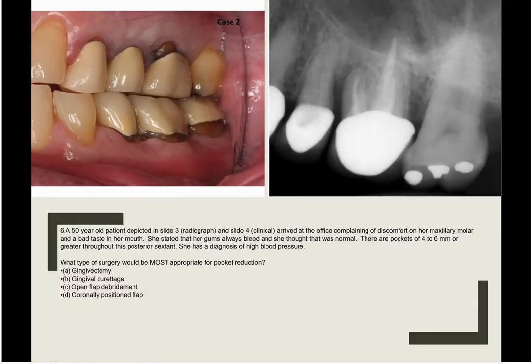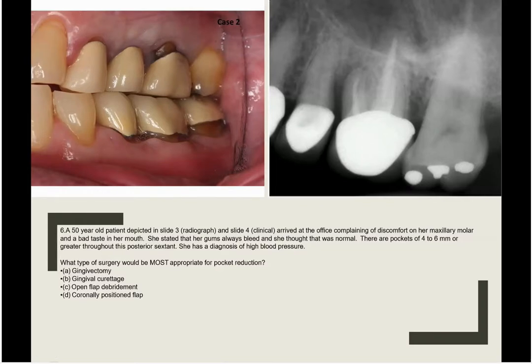Okay. Then the second part was what type of surgery would be acceptable or suitable to reduce the pocket or pockets. I think the key here is, amongst these choices, you could choose a gingivectomy, gingival curettage, open flap debridement, or a coronally positioned flap.